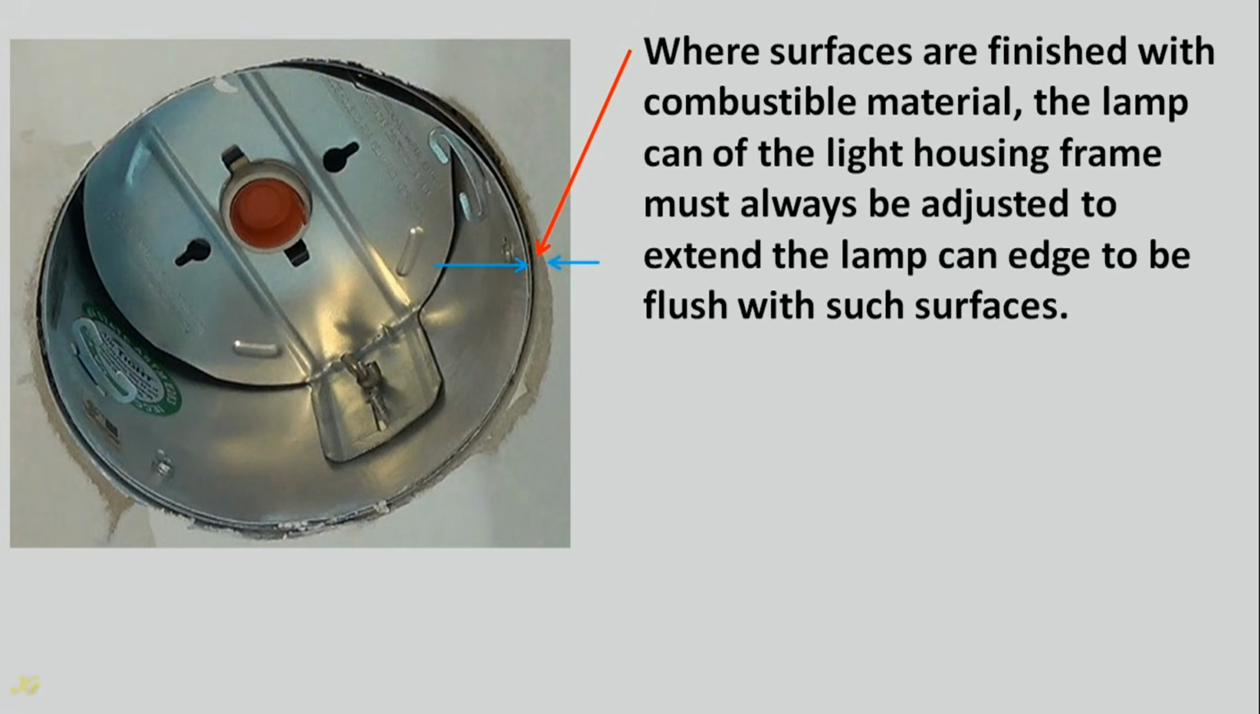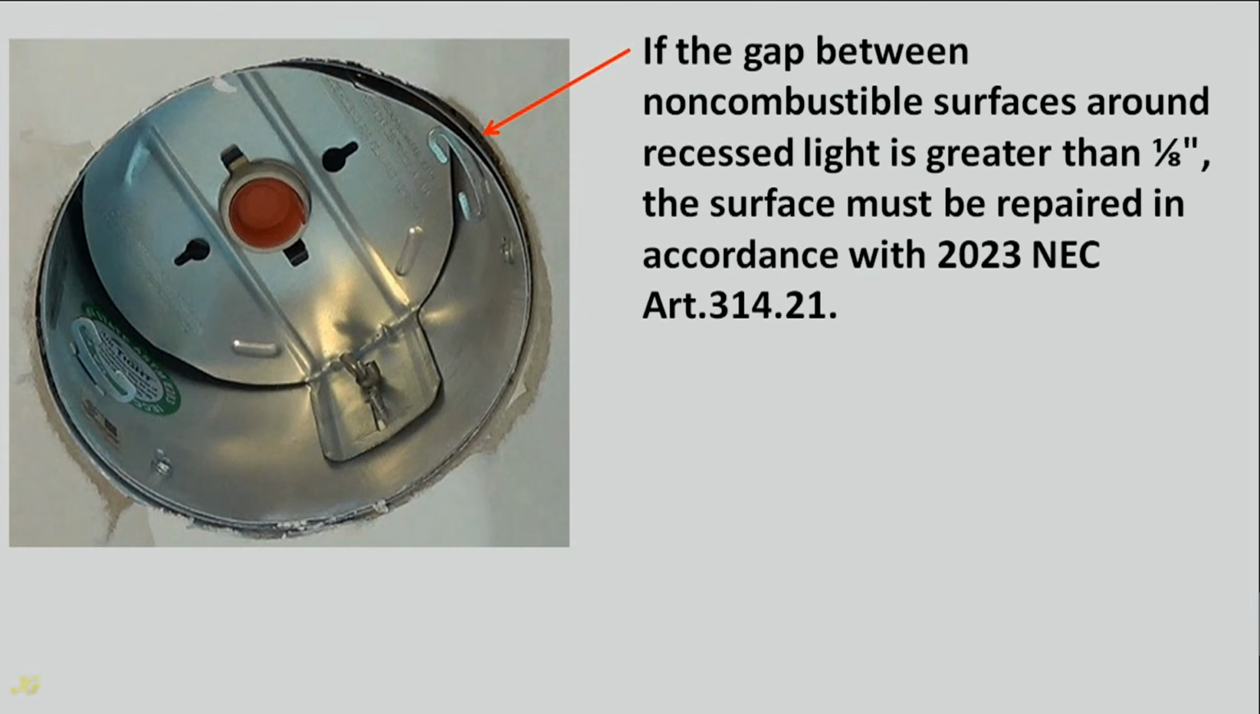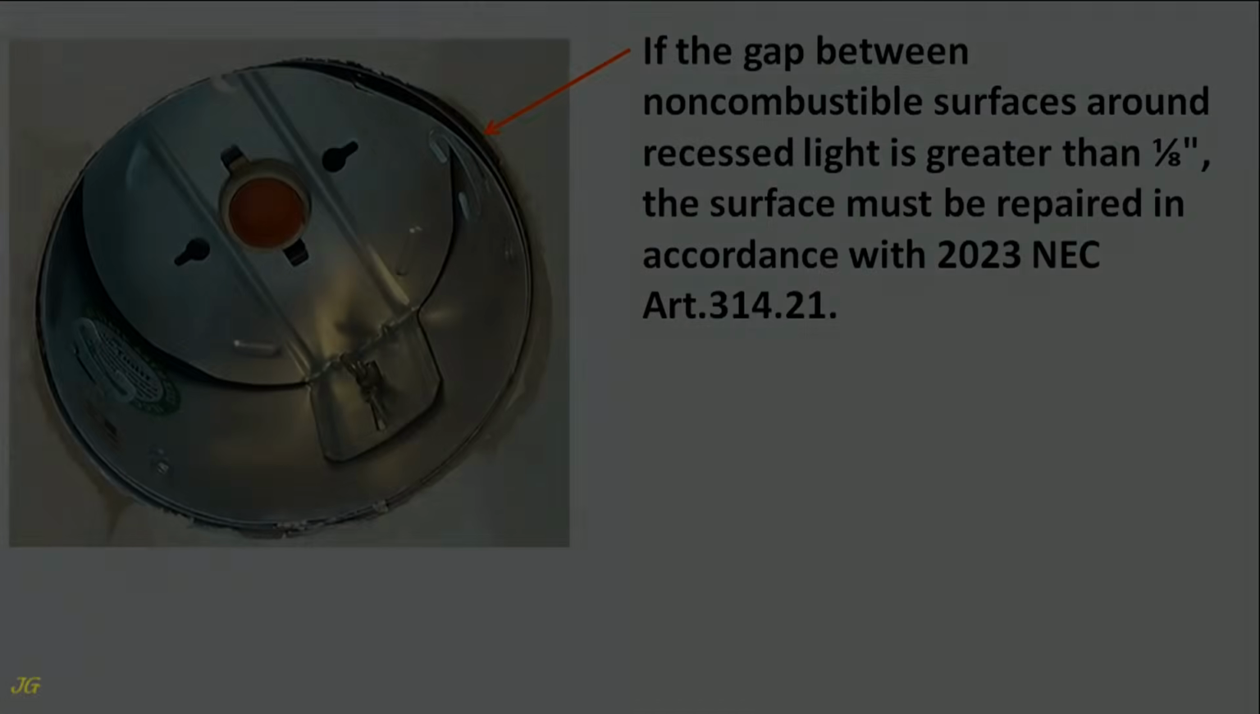Where surfaces are finished with combustible material, the lamp can of the light housing frame must always be adjusted to extend the lamp can edge to be flush with such surfaces. If the gap between non-combustible surfaces around recessed light is greater than 1/8 inch, the surface must be repaired in accordance with 2023 NEC Article 314.21.